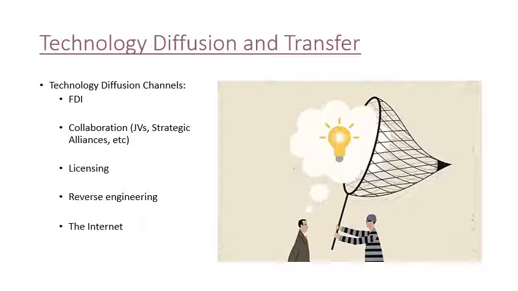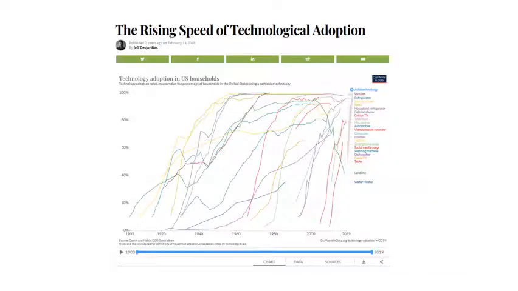And of course, the internet is a great way to spread knowledge. You can find out how to do all kinds of things through open source technology. The democratization of the internet has really led to a lot of technology diffusion. Diffusion rates are getting faster. Telephones are a good example of this. When telephones were first invented in 1876, it took over 100 years for everyone to get a landline.